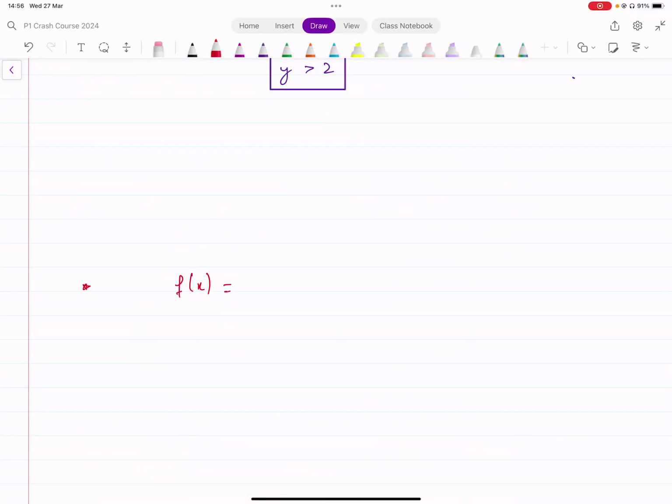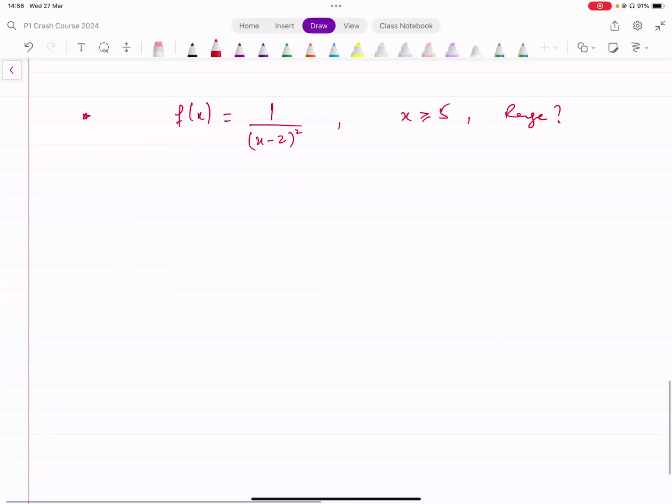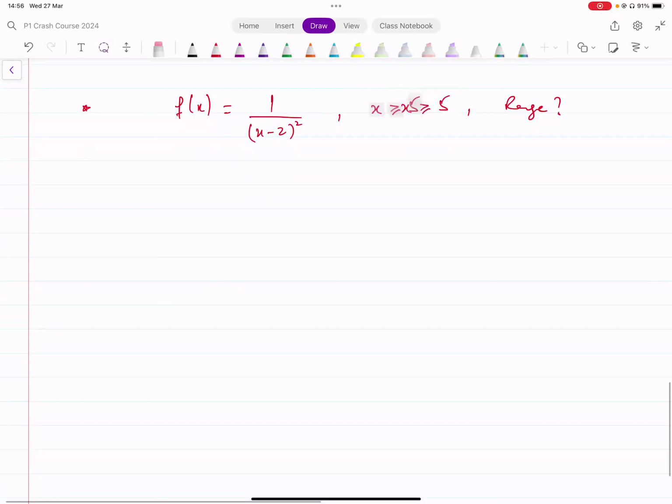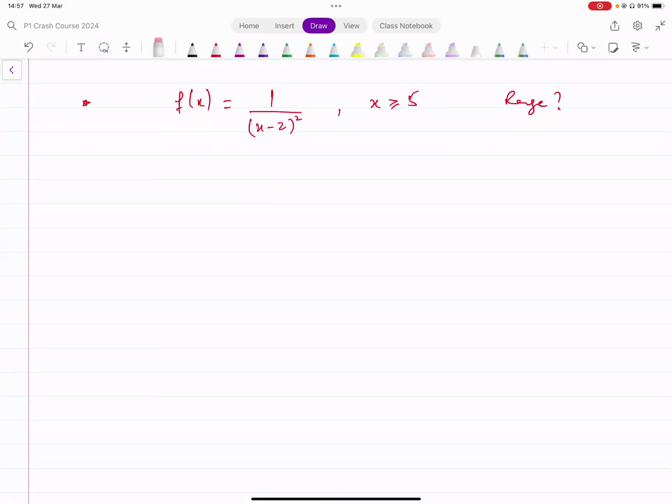I'll give you a minute to think about this. Let's say you have f of x equal to 1 over x minus 2 whole squared, and the domain of this function, let's say, is x greater than or equal to 5. Again, we're looking for the range of the function. Okay, take a minute, think about the range of this function, use the same logic that we used before. Let me know what the range of this function should be.